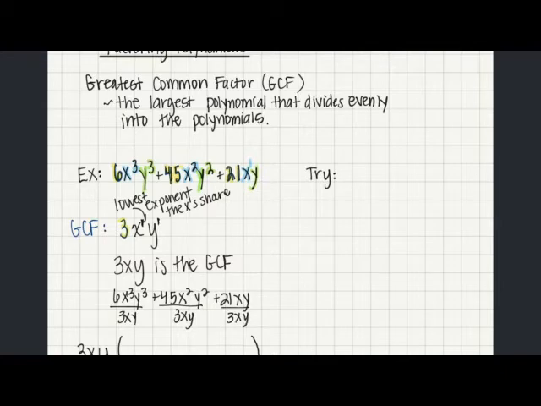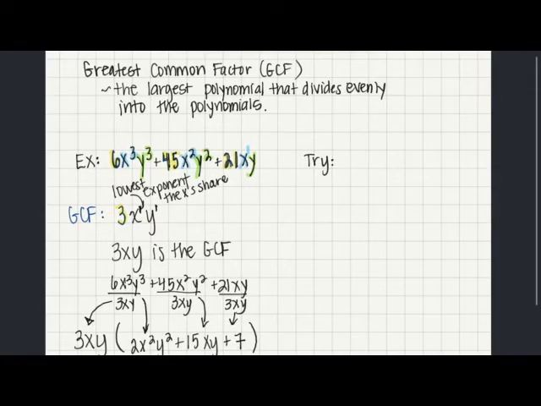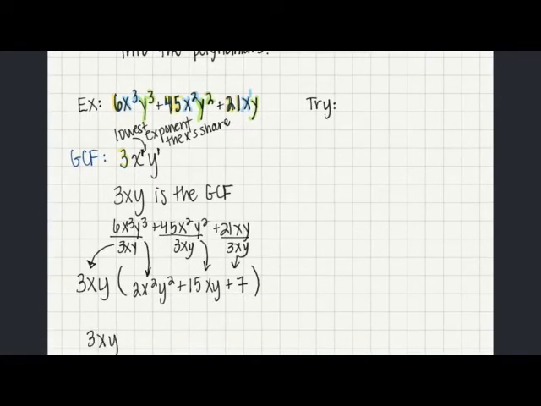So if I divide the 3xy to the outside, what I'm going to be left with is 2x squared y squared. The middle term will be positive 15xy, and our last term is a positive 7. So our answer is 3xy times the quantity 2x squared y squared plus 15xy plus 7.